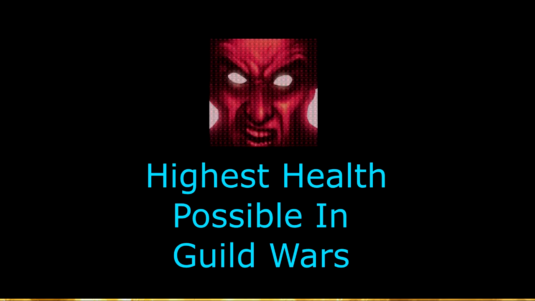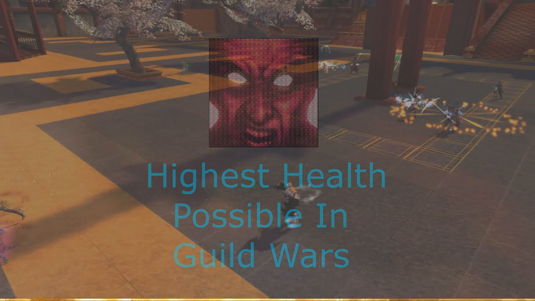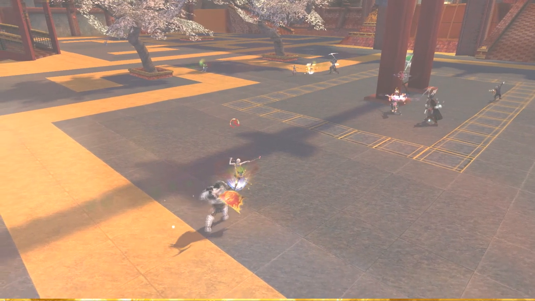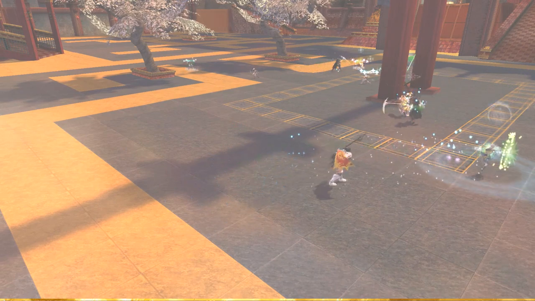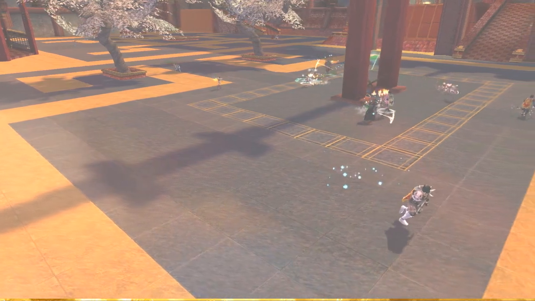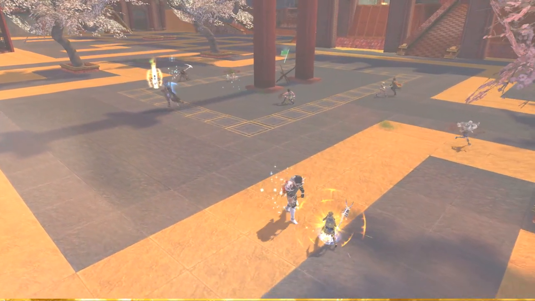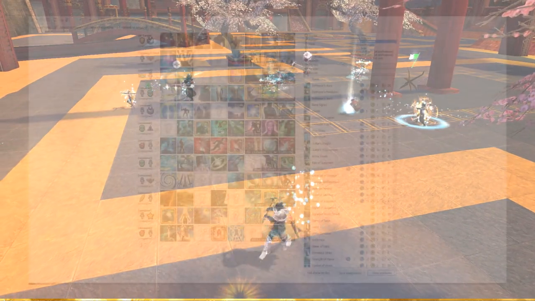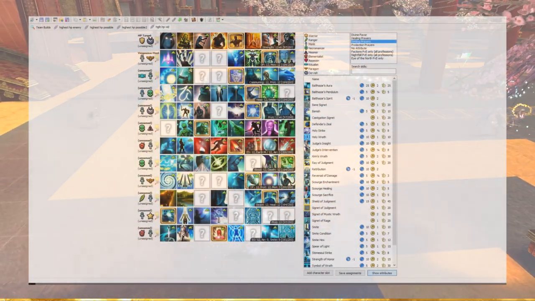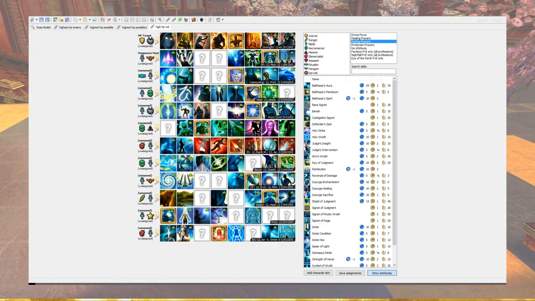In this video, I'm going to be going over the highest possible HP in Guild Wars 1 without enemy interaction. Now you're probably wondering why I specifically said without enemy interaction. That is because as soon as you start adding enemies to the mix, it gets quite complicated, but we'll go over that later.